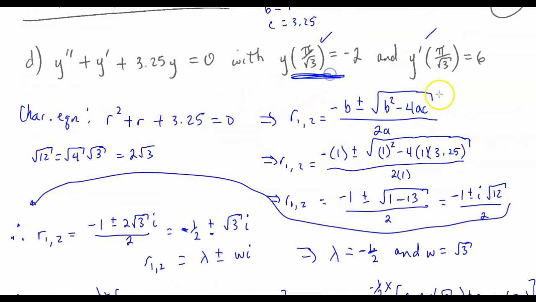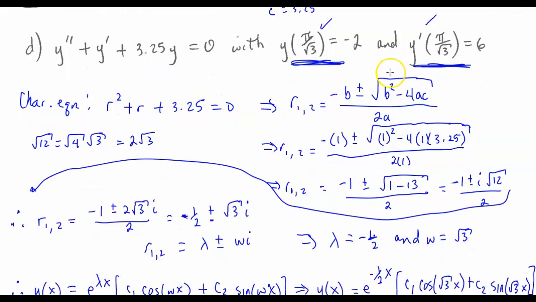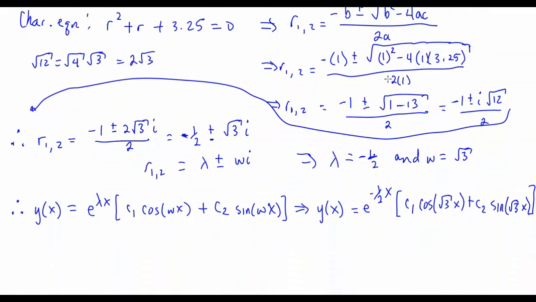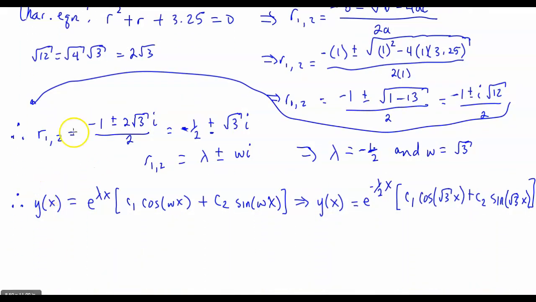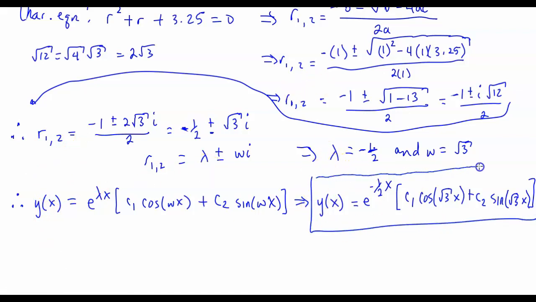So this is our first initial condition. This is our second. Again, we're going to need the first derivative to be able to find one of the coefficients here. So we're going to need to take the first derivative, and I'm going to go ahead and tackle that now. Okay. So we know that this is our original solution here, and we're going to go ahead and figure out what the first derivative of our general solution is.